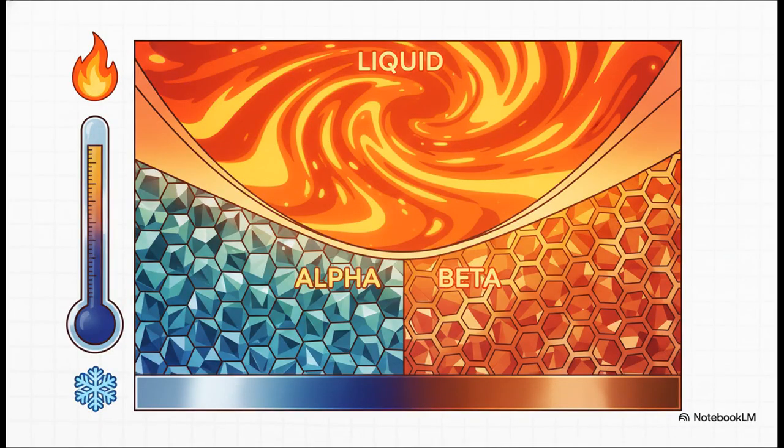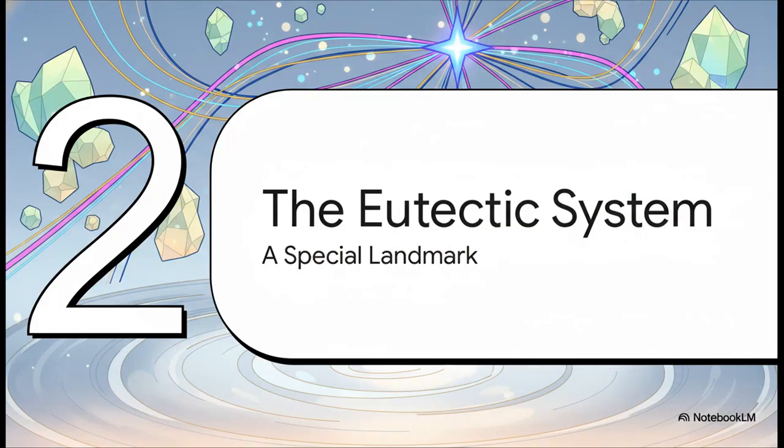The layout is actually pretty straightforward. The vertical y-axis, that's your temperature. The horizontal x-axis shows the composition, in this case, how much tin is in the mix. And all those labeled regions on the map, they represent the state or phase the alloy will be in. L is easy, that's for liquid, and those Greek letters, alpha and beta, they just represent two different kinds of solid phases.